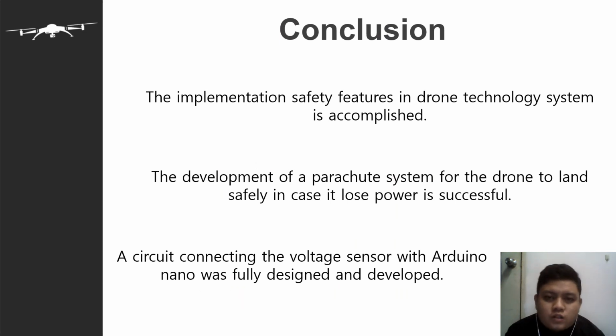Next, we move to the conclusion for this project. First, the implementation of safety features in the drone technology system is accomplished. Then the development of a parachute system for the drone to land safely is successful. Then a circuit connecting the voltage sensor with Arduino Nano was fully designed and developed.